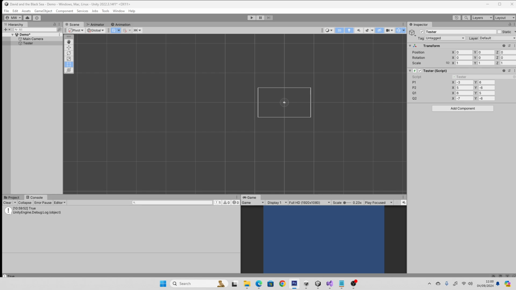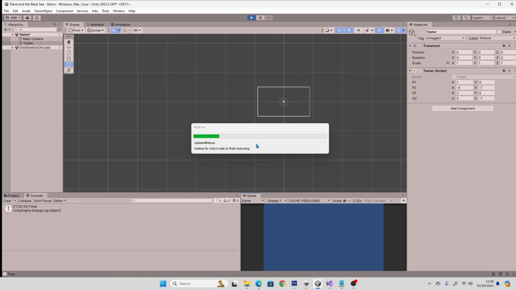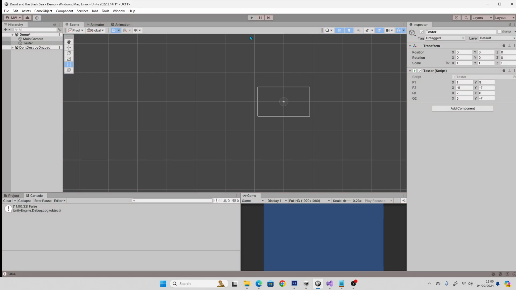The next one I'm going to input is the non-crossing lines, and that would have been a 1 and a 9. P2 is minus 9, minus 7, 2, 6, 5, minus 7. And we run this, and I should get a false. That's our false.